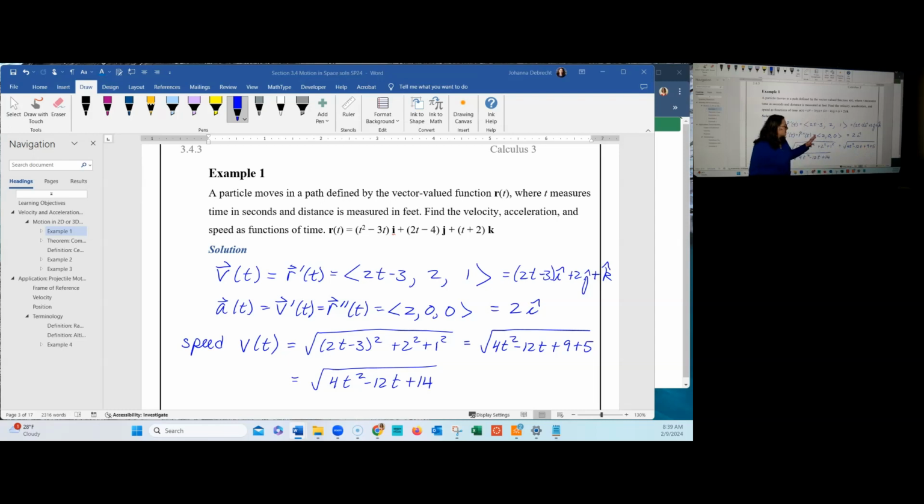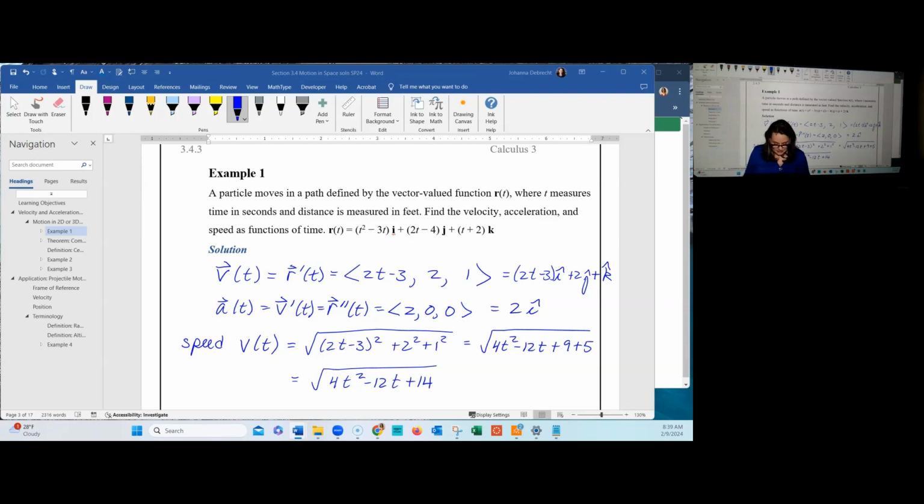And then when you square the second two components, you end up with plus 4 plus 1 or plus 5, so that your final speed is given by the square root of 4t squared minus 12t plus 14. Notice that this letter V does not have the harpoon over the top. It is not a vector. It is a real valued function of t.